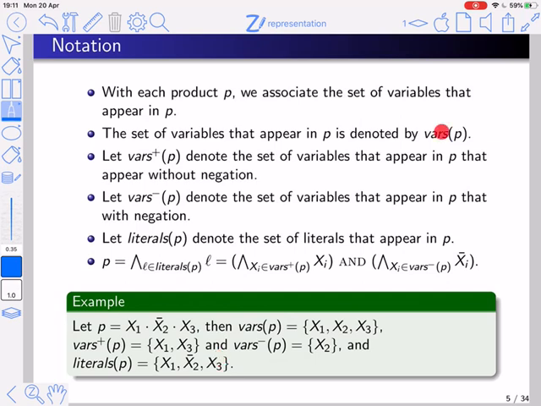If we have this notation of vars P, vars plus, vars minus, literals, then in fact P is the AND of all the literals that appear in it. So this notation means take the AND of everything that appears there in the subscript. Alternatively, I could take all the xi's that appear without negation in P and do the AND of them, and all the not xi's that appear with negation in P and do the AND of them. So P equals this AND, or this product, which equals this product and that product. Okay, good.